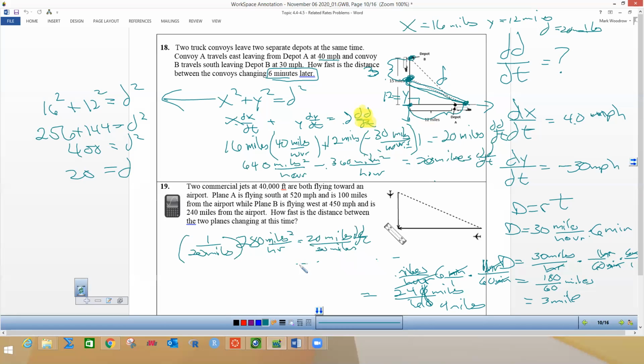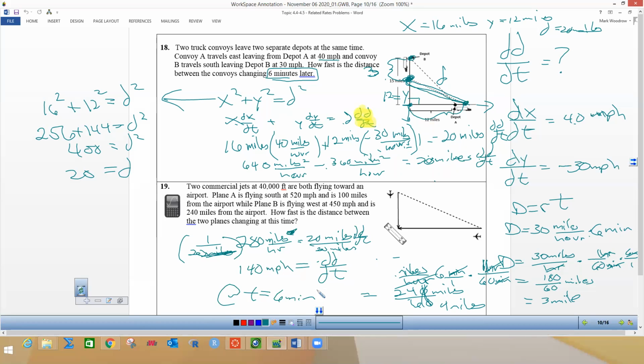So I hope we see that that gives me dD/dt, which is what I'm trying to find. This miles will reduce with one of these miles. So do you see I'm going to have miles per hour still? So 280 divided by 20 would be 140 miles per hour. So the rate that the dt is changing is a rate of 140 miles per hour at t equals 6 minutes from when they started.